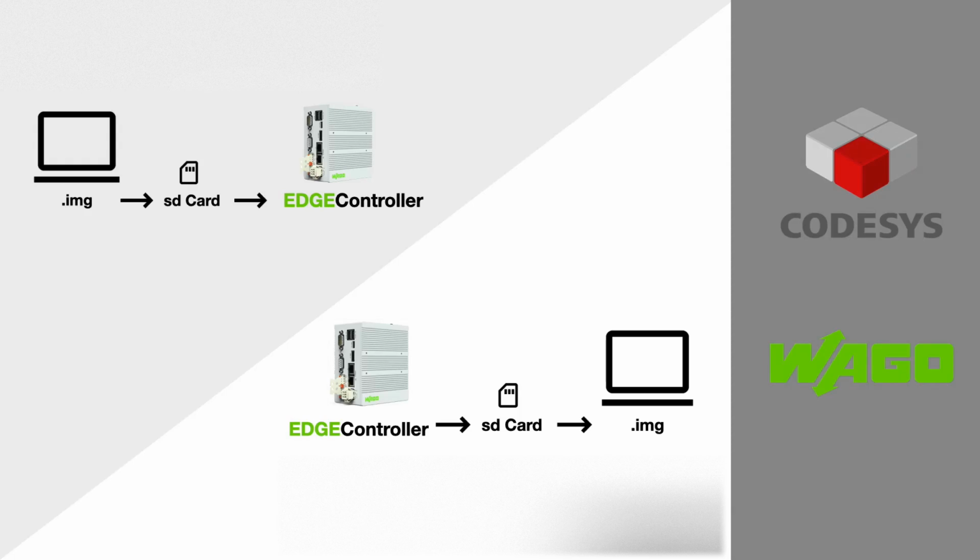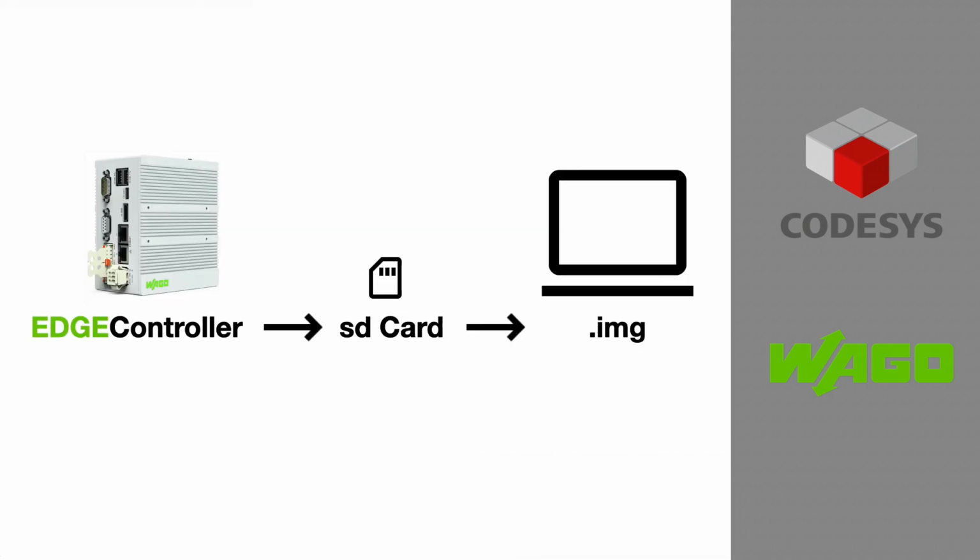In this video, we'll show how to work with images on WAGO controllers. These methods are a great way to back up projects as well as create tools for OEMs to deploy projects to new hardware. The first method I'll show is copying an image from a PLC to an image format.